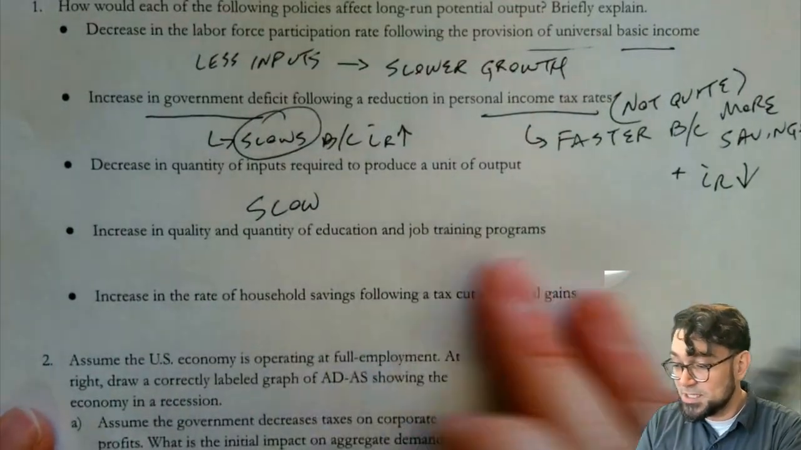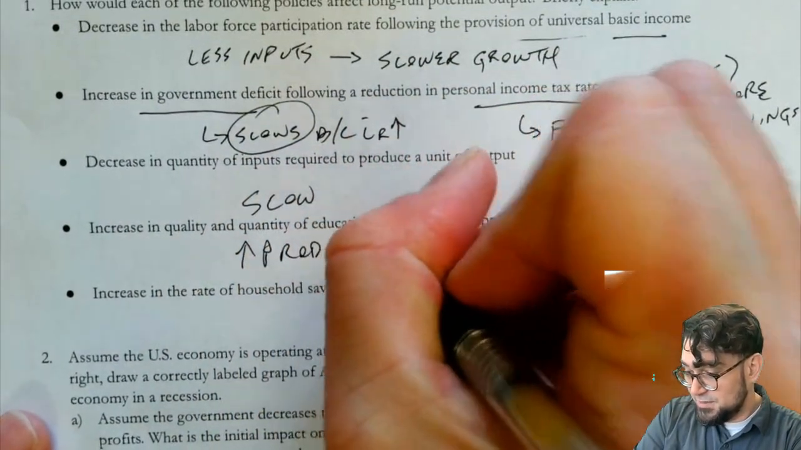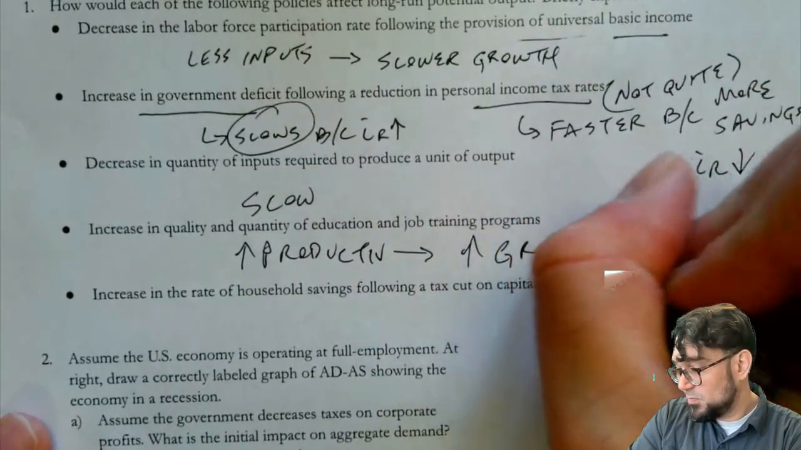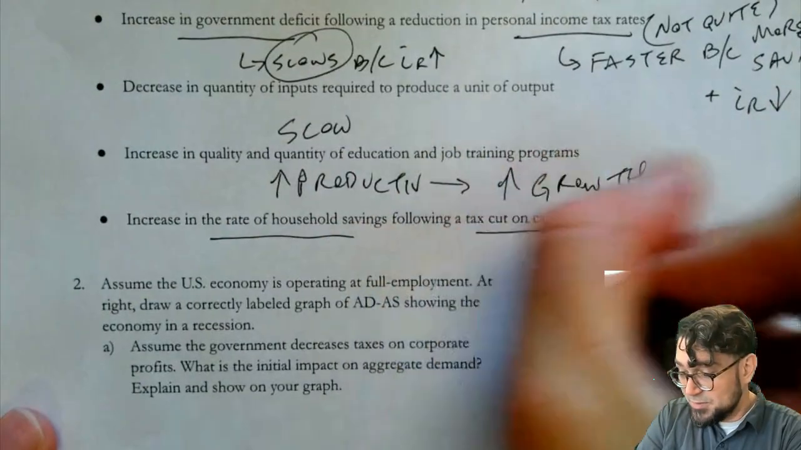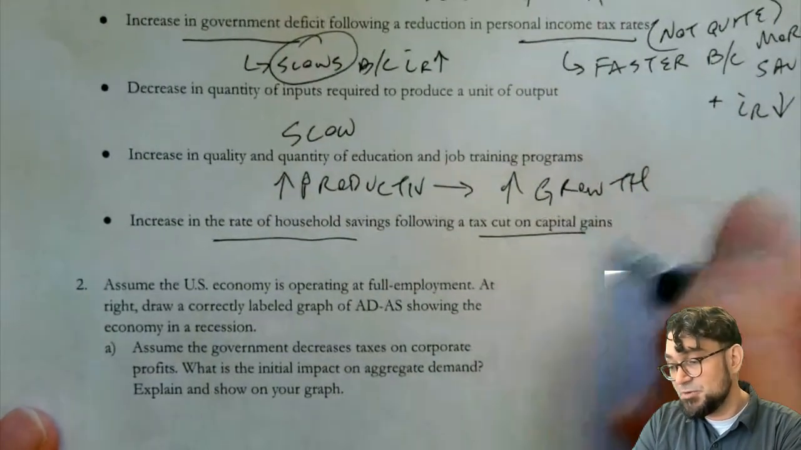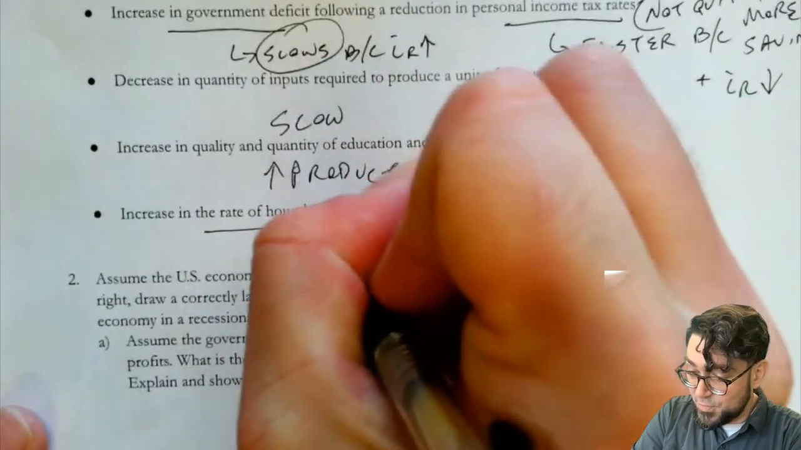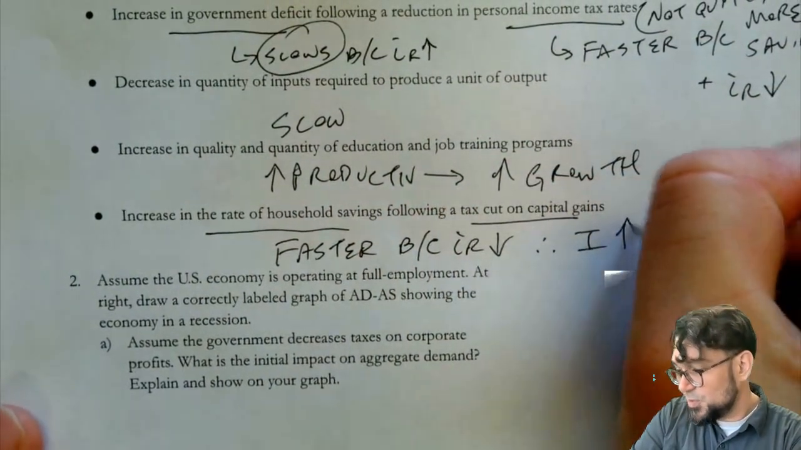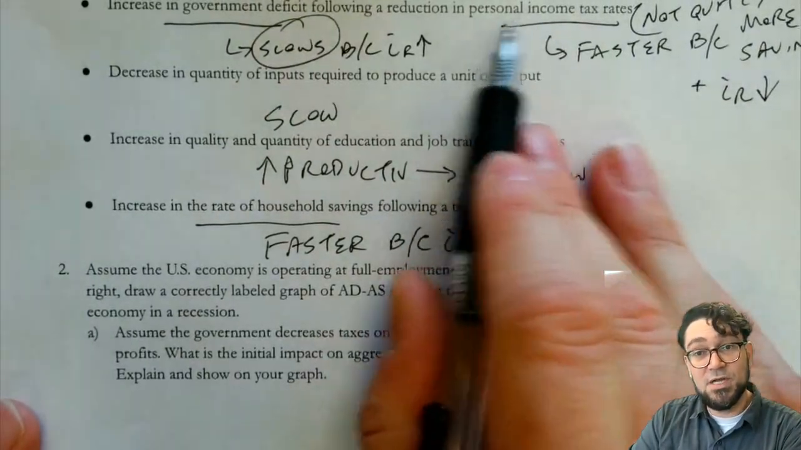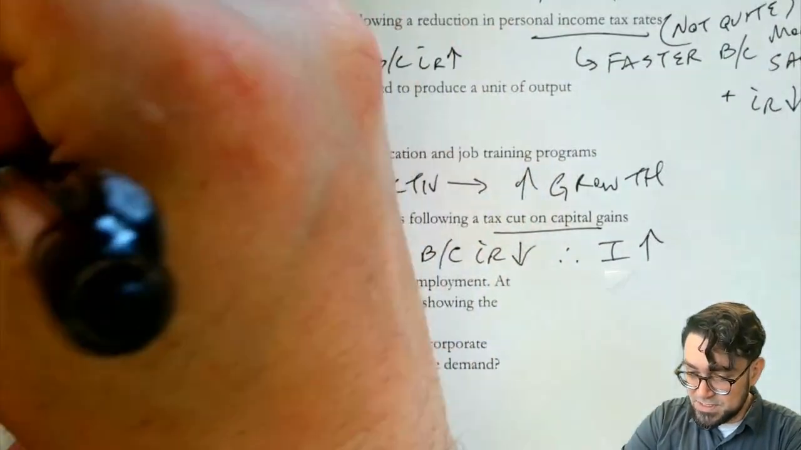Increase in quantity and quality of education and job training programs. Well, that's going to increase productivity, so therefore increased growth. Pretty clearly a direct connection there. Increase in the rate of household savings. Oh, here we go. Following a tax cut on capital gains. So this is basically saying we're going to give you a tax cut if you do certain investments. And this would absolutely be faster growth because interest rate would go down and therefore investment would go up. So this one is probably a clearer example of where a tax cut could actually create it than this one, right? I want you to compare this one versus this one. Two different kind of worlds.